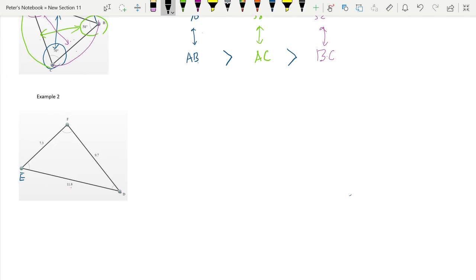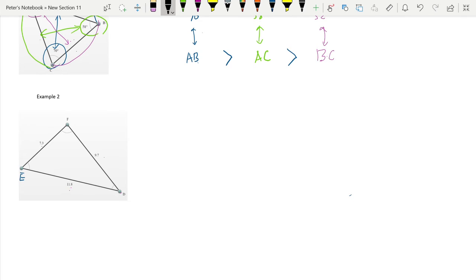Okay, now not angles given, but the length is given, right? So 7.3 units, 9.7 units, and then 11.8 units. Each of the lengths are given. And then can you determine what is the largest angle? And yes, you may. Even though we do not have measures of the angles here, we can actually determine.